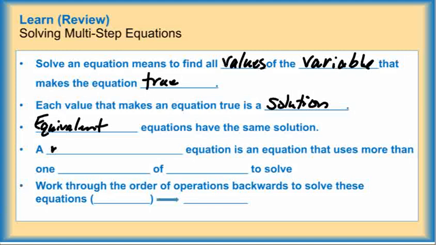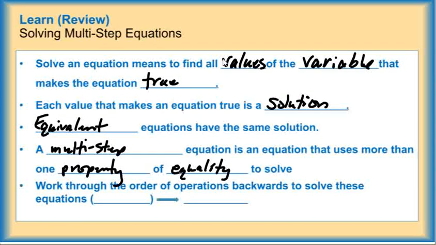A multi-step equation is an equation that uses more than one property of equality to solve. And then we work through the order of operations backwards to solve these equations. Normally we follow PEMDAS, which would be parentheses, exponents, multiplication, division, adding and subtracting. But when you solve for a variable, you have to do the opposite.